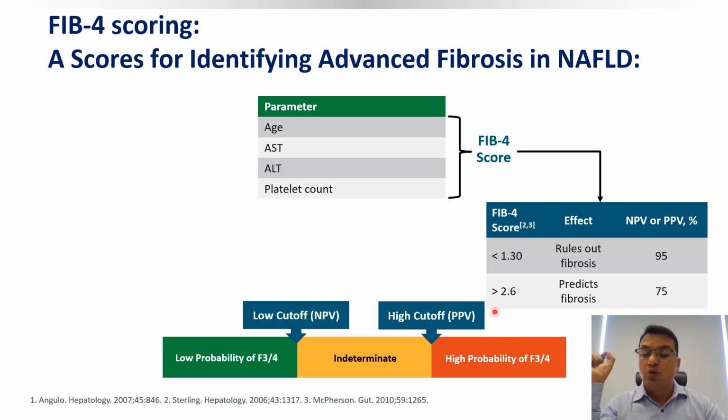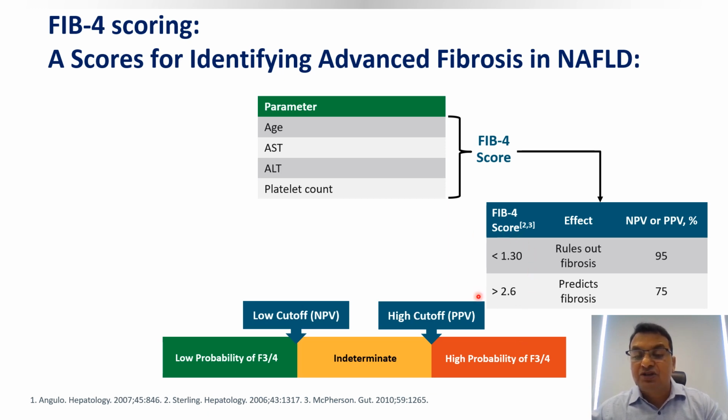Now, if the FIB4 score is more than 2.6, then it predicts advanced fibrosis. That means the patient is having advanced fibrosis. That patient will fall into the category of high risk probability for liver events and mortality. All such patients should be referred to the liver specialist for further evaluation and management, because there the management line is very much different, keeping the objective of preventing cirrhosis and decompensated liver disease in mind.